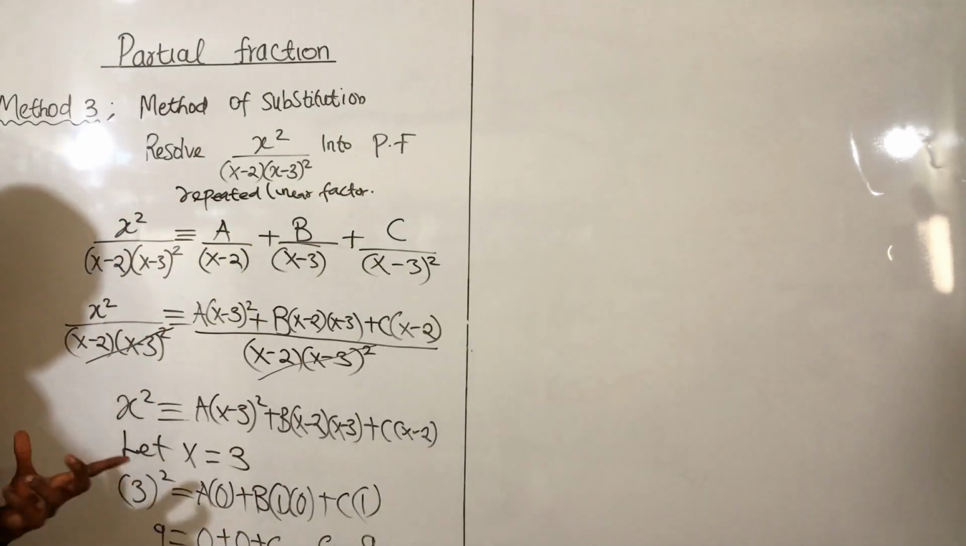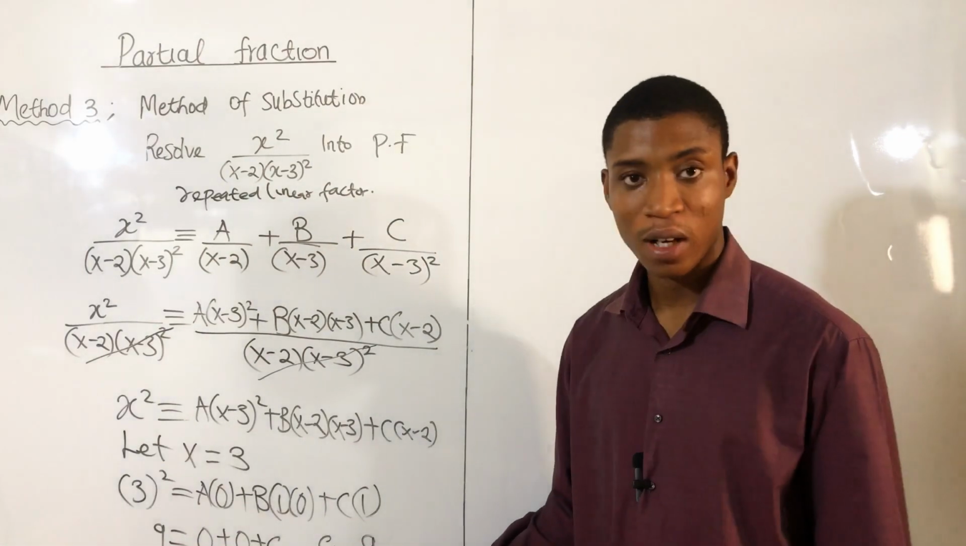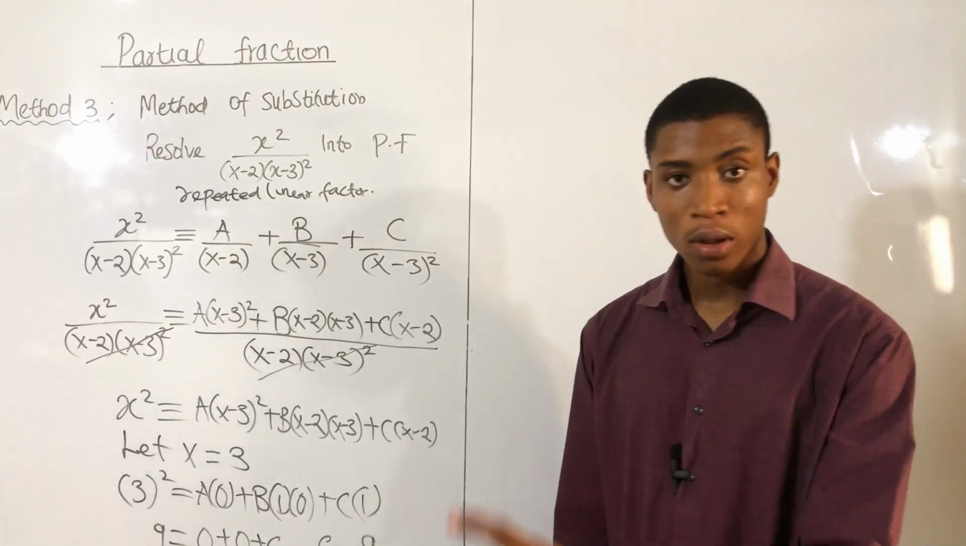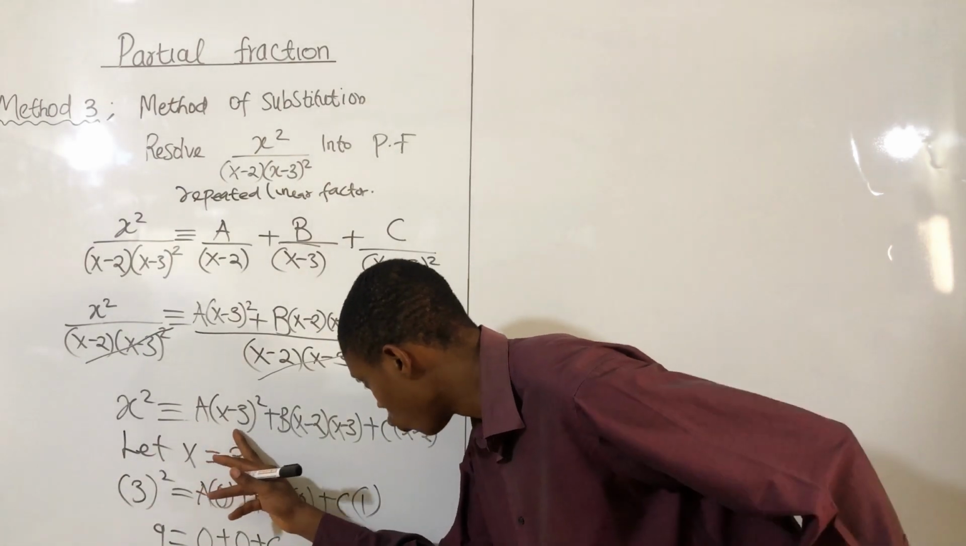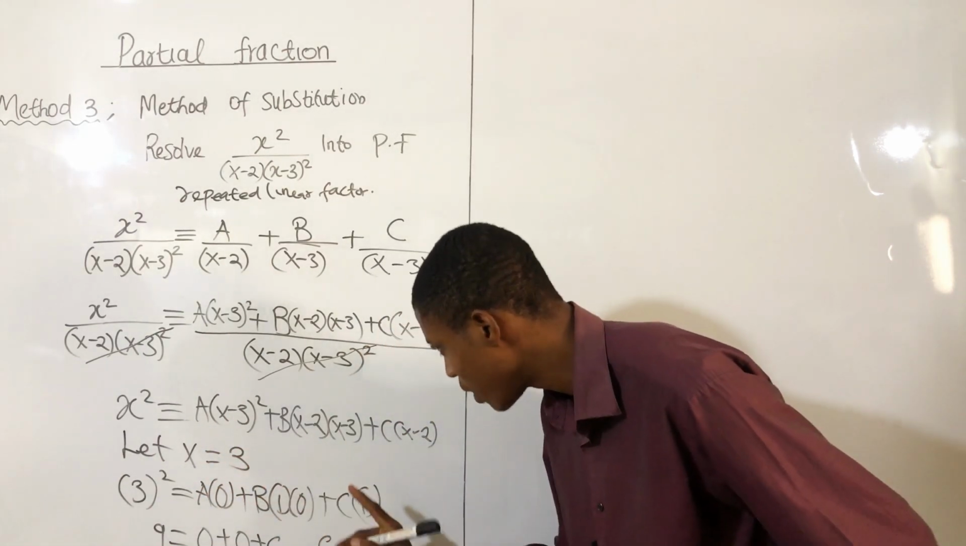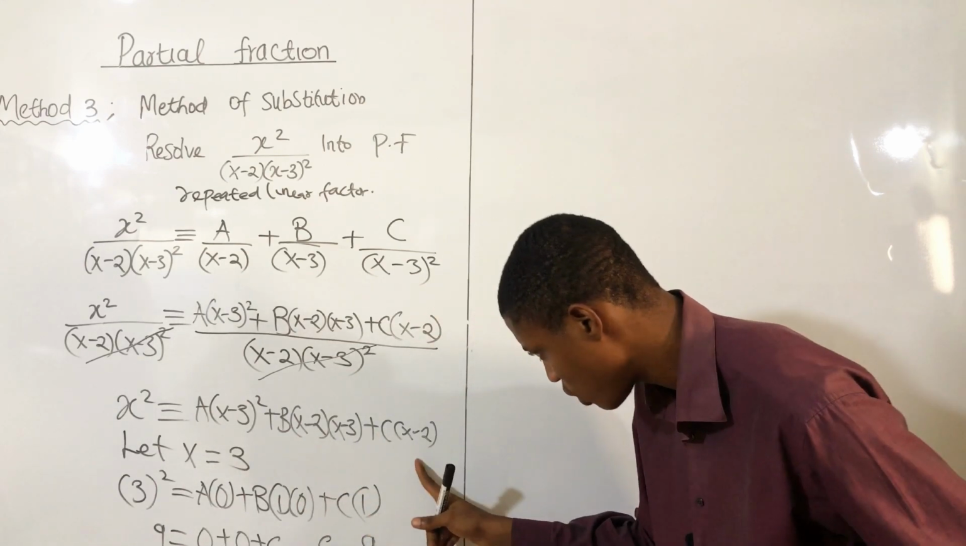That is one of the powers of this substitution. So now we have successfully made C the subject of the formula, and C is equal to 9. We're going to look closely. If we look here, we see that if we make x equal to 2, the value of B will be 0 and the value of C will be 0, right?